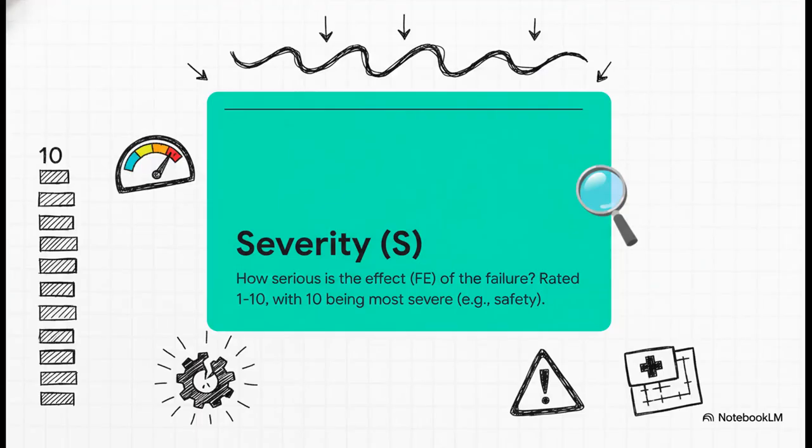It all starts with a simple 1 to 10 rating system. First up is severity. This is tied directly to that failure effect we just talked about. How bad are the consequences? A rating of 10 is the absolute worst-case scenario. We're talking about things that affect safety or break regulations.